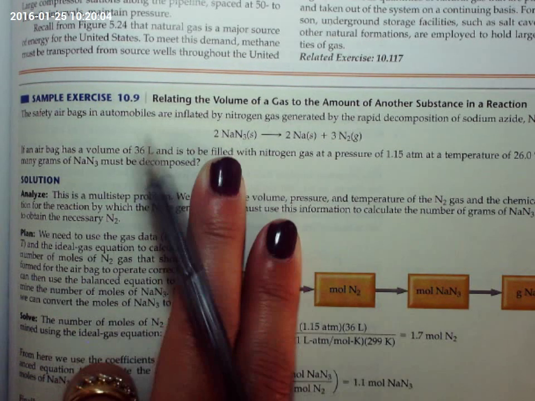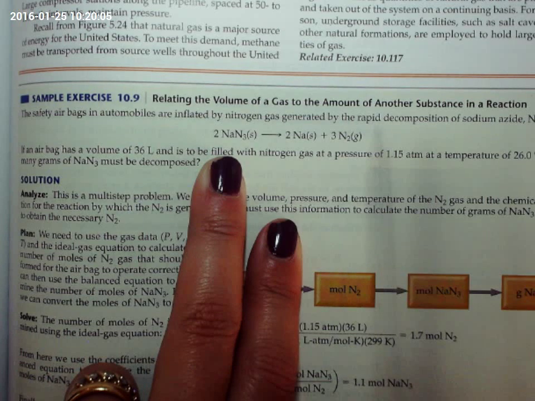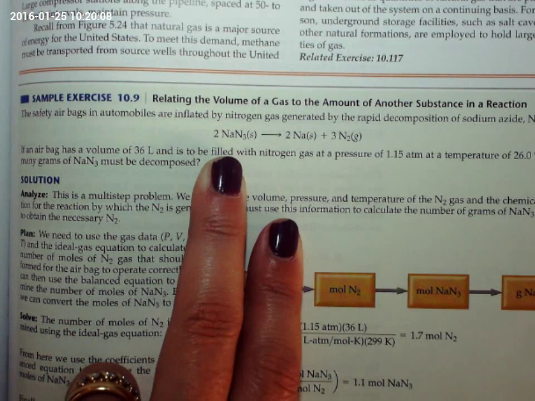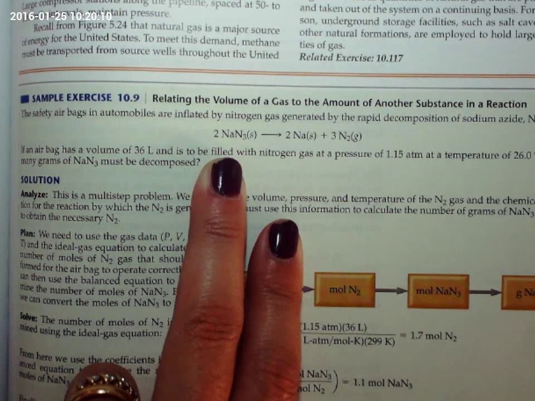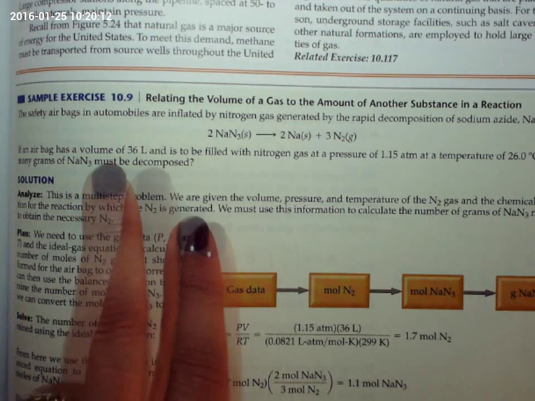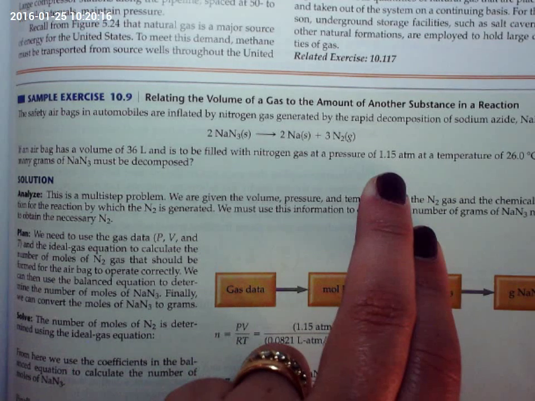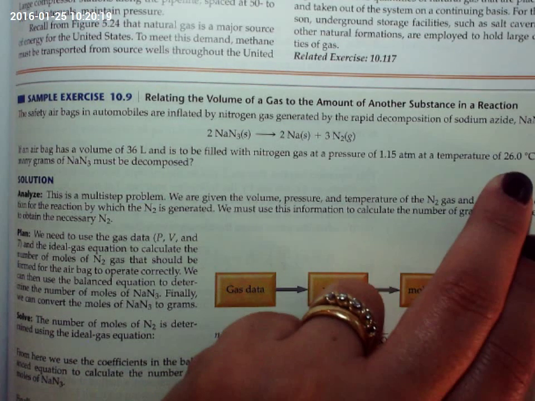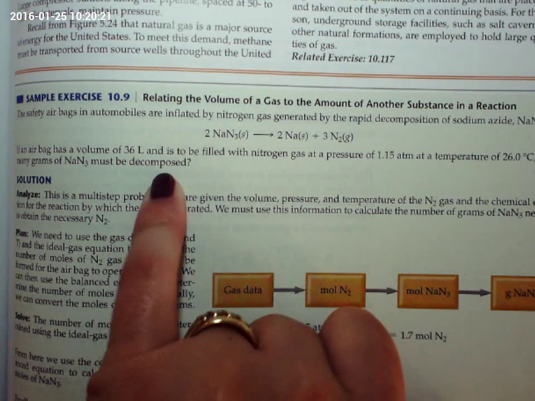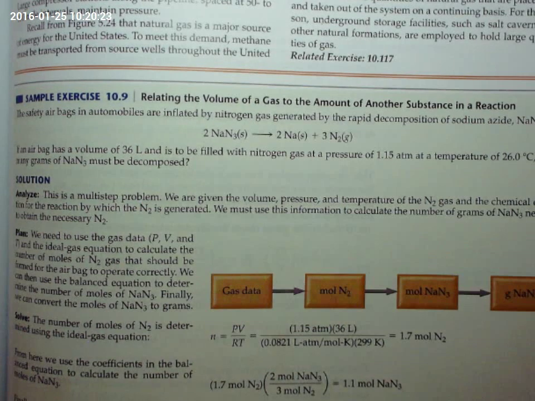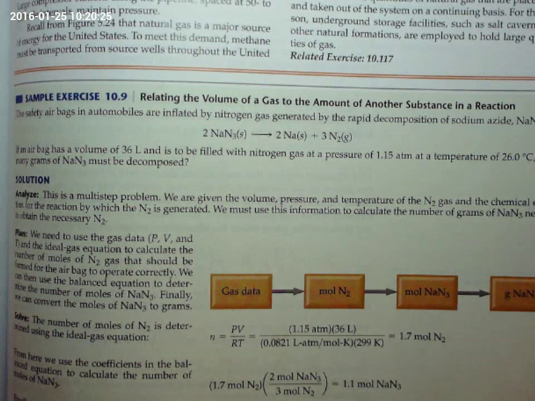So they say that this bag is inflated by nitrogen gas generated by the rapid decomposition of sodium azide. We had a question in the homework like this before, right? It says if an airbag has a volume of 36 liters and is to be filled with nitrogen gas at a pressure of 1.5 atmospheres and a temperature of 26 degrees Celsius, how many grams of sodium azide have to be decomposed? All right, so let's put together what we've learned so far.